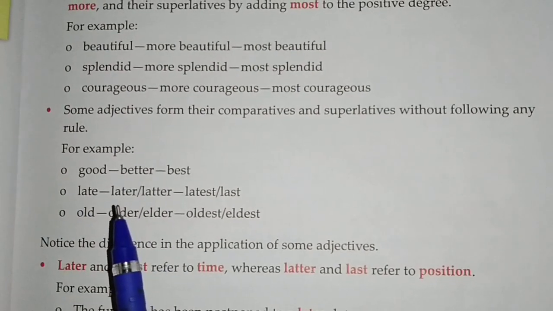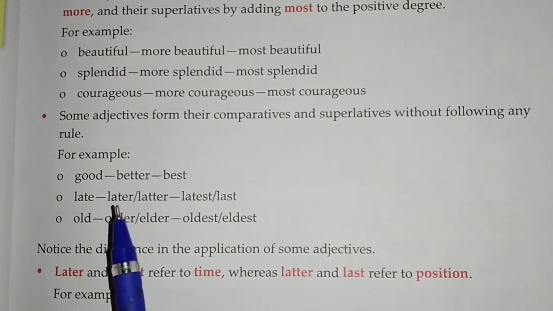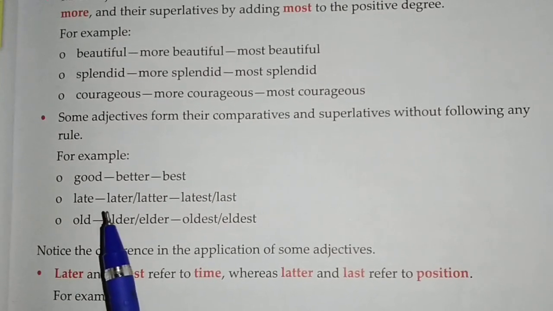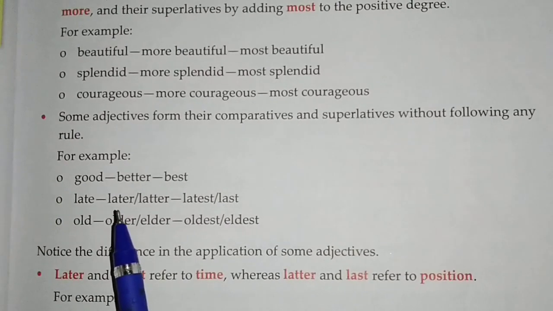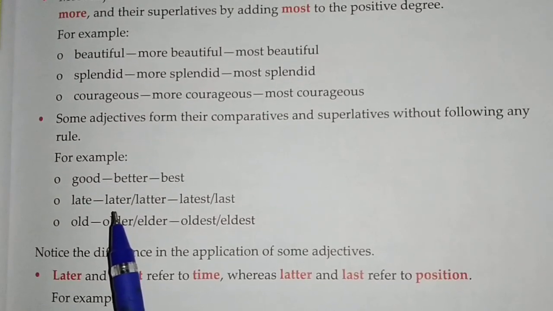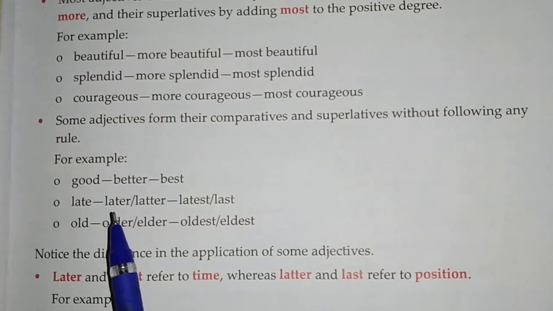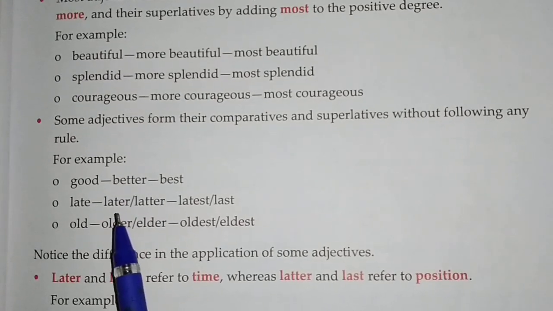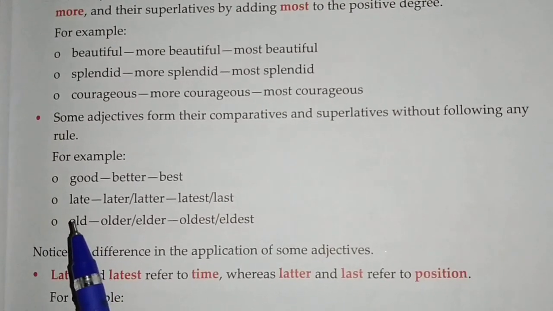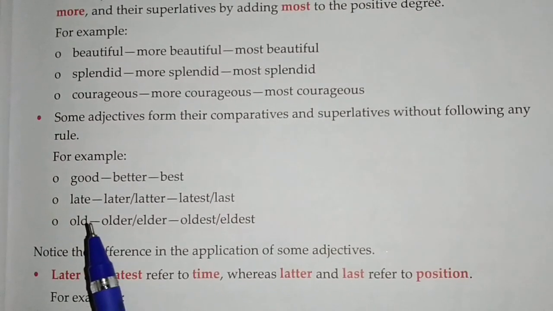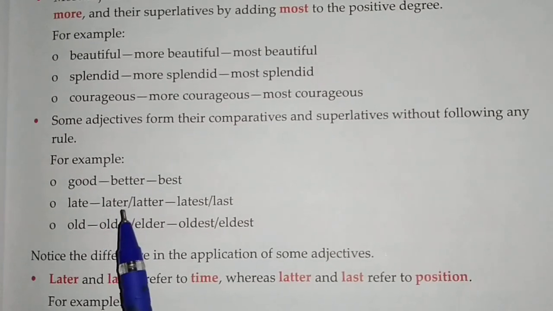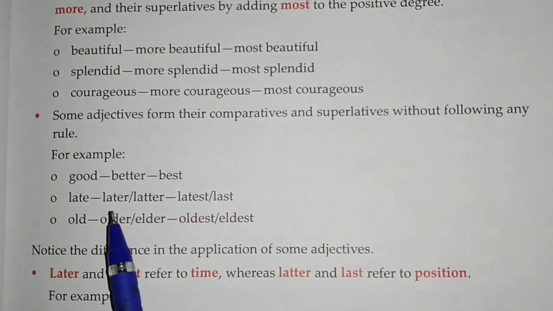For example, if I say that we will learn pronouns later, this later, right? We will learn pronouns later. It means later means late. Now late means I am talking here about time, that in the coming time or in future we will do pronouns. So the word later is indicating time.